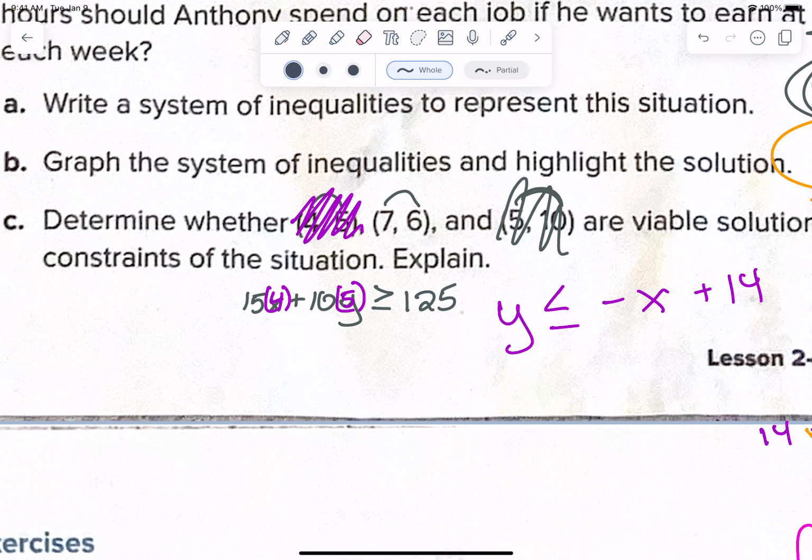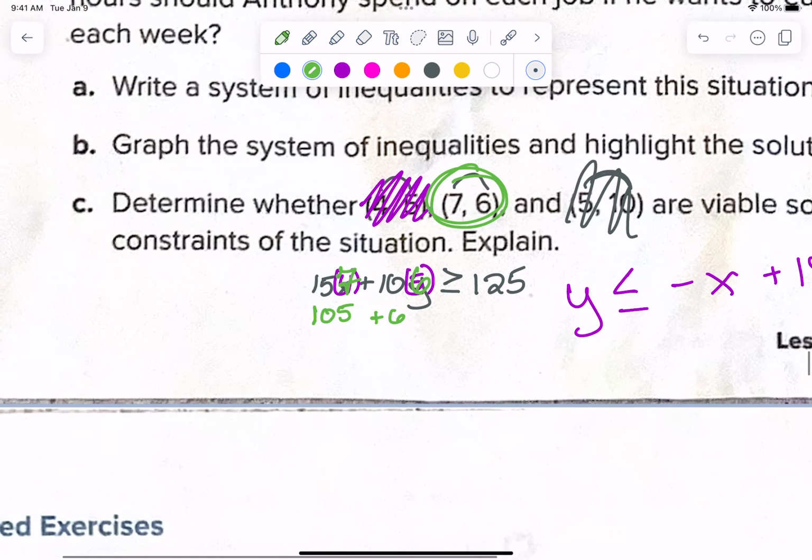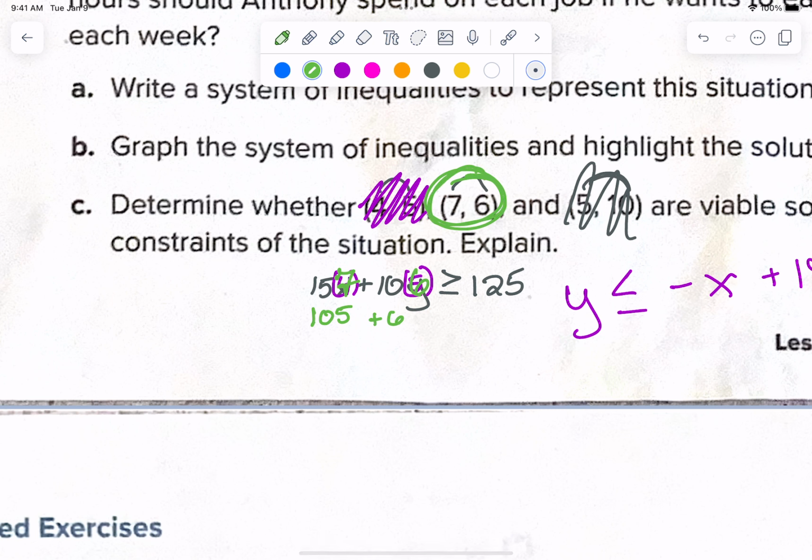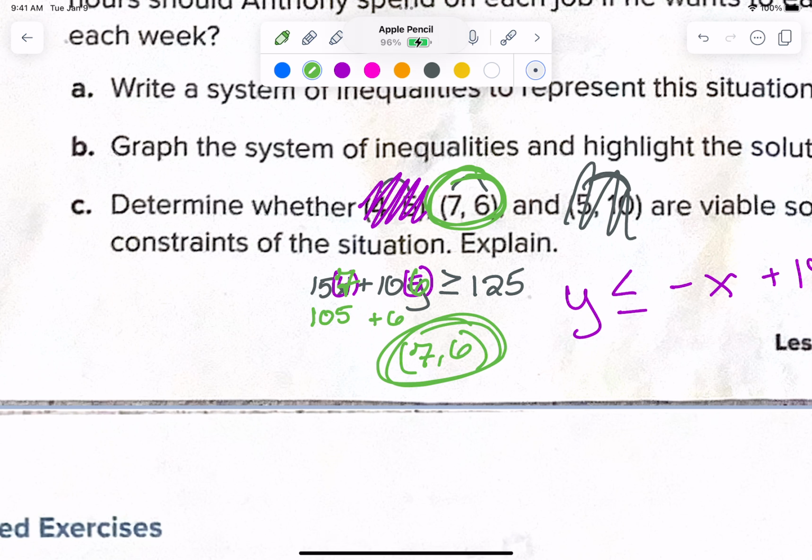Okay? Now let's plug in 7 and 6. 7 goes here, 6 goes here. What's 7 times 15? 105. Yeah. 10 times 6 is 60. Is that going to be greater than 125? You betcha. Determine whether they are viable solutions given the constraints of the situation. So (7, 6) is the only one that works. The other two do not, for different reasons.